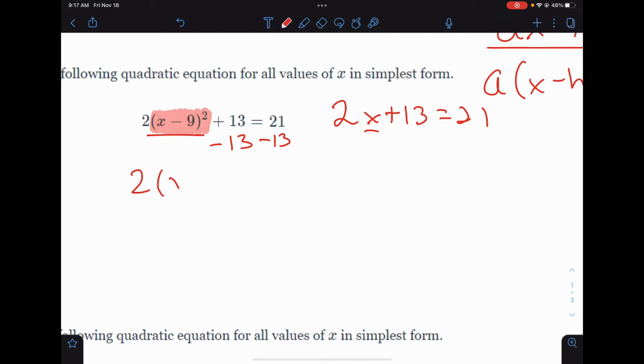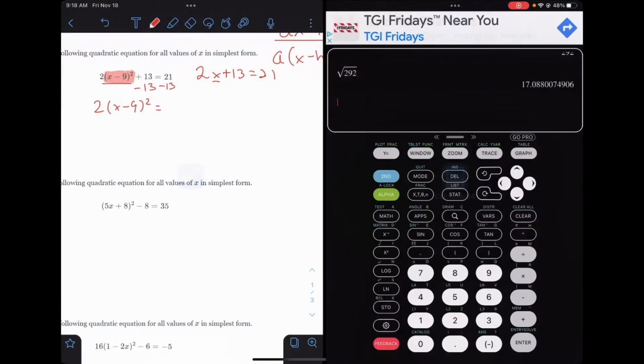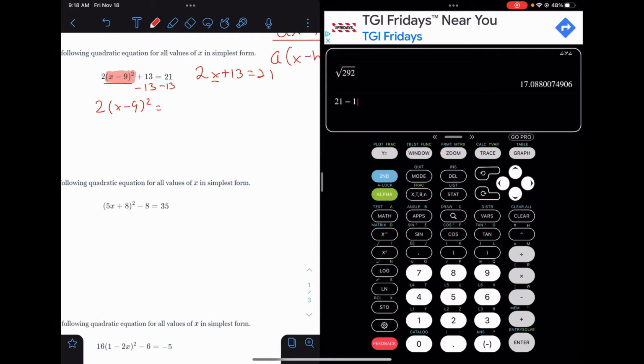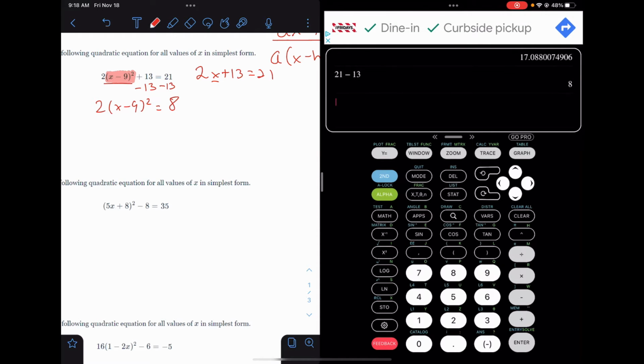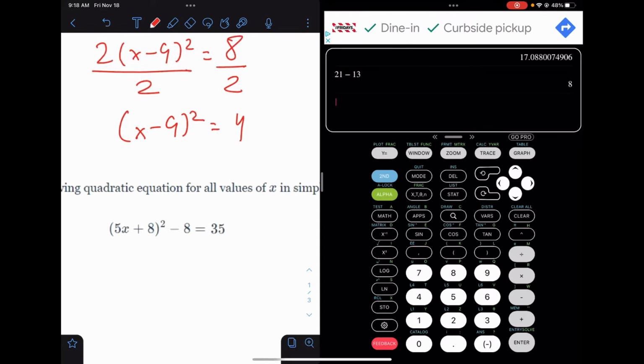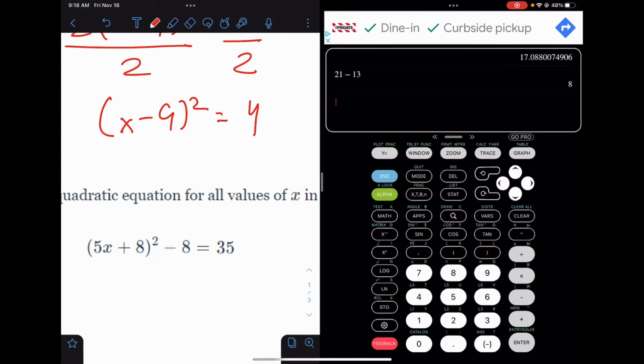And we get 2(x minus 9) squared. And I'll keep my calculator out here. We do 21 minus 13. And we get 8. Then we're going to go ahead and divide by 2. So we get (x minus 9) squared equals 4. So now you can see that we have the squared part by itself.